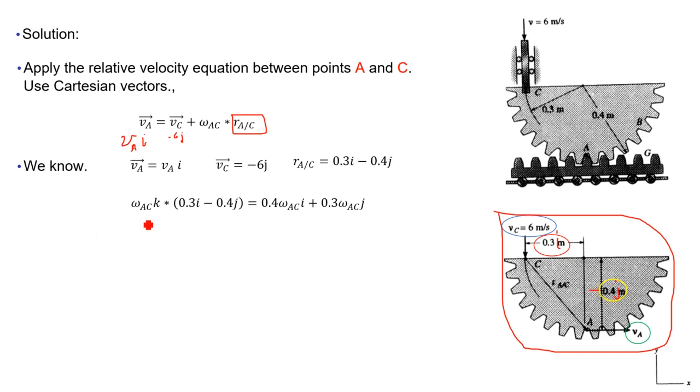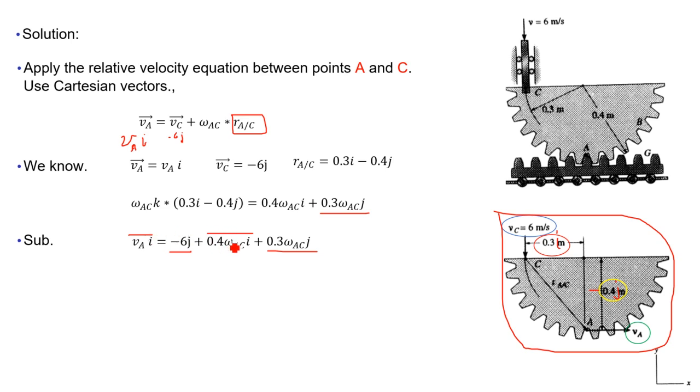Now multiplying that by the omega AC K, the K times the I is going to be the J, so it's going to have 0.3 omega AC J. And when I multiply the K by the J, this will give me negative I. Negative I multiplied by minus 0.4 will make it positive 0.4 omega AC I. Okay, now just put everything in the relative velocity equation. Now we can see that this one and that one have the I, and this one and that one have the J. So we can simply start to do the solution.